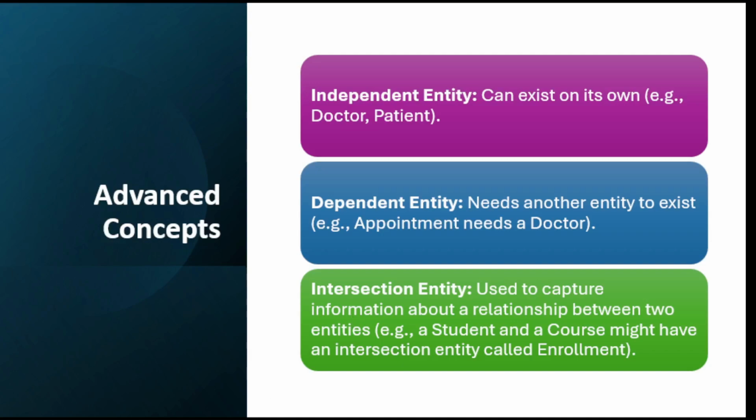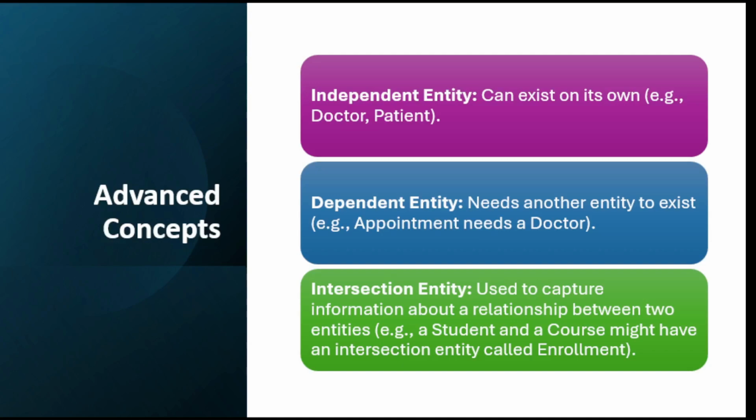For example, if a student can enroll in many courses and a course can have many students, we might need an intersection entity called enrollment to store information about which students are in which courses. Usually, an intersection entity comes from a relation of many to many cardinality.